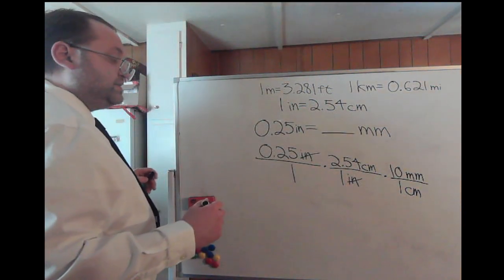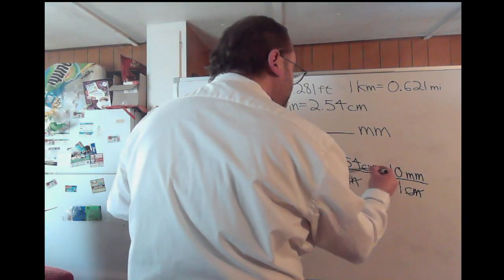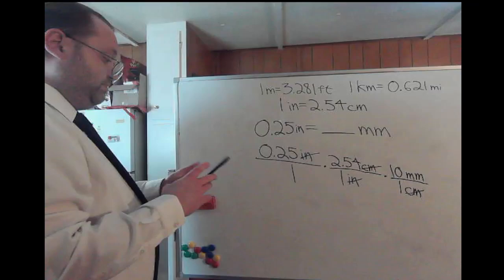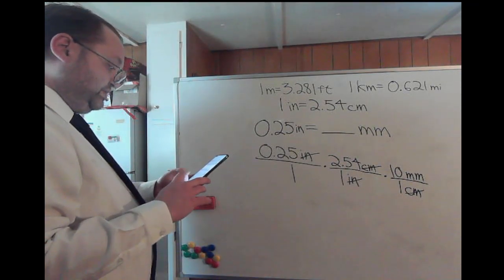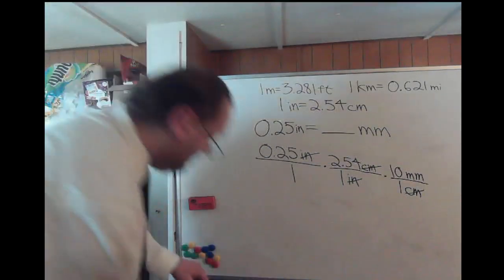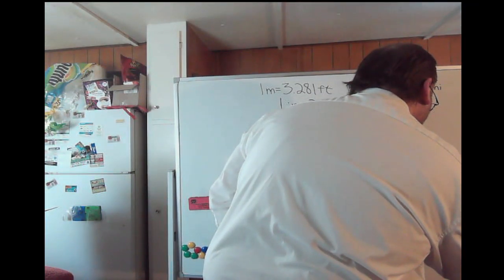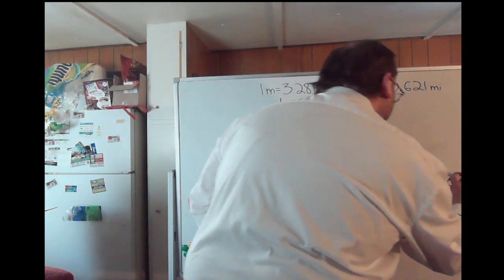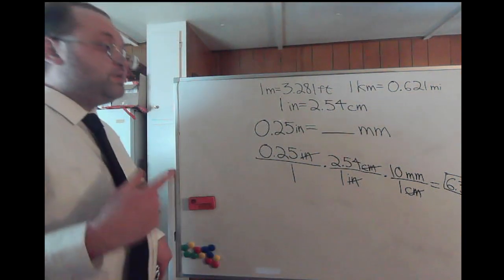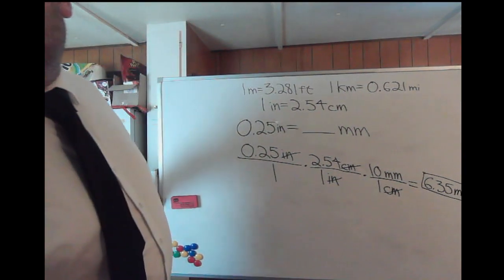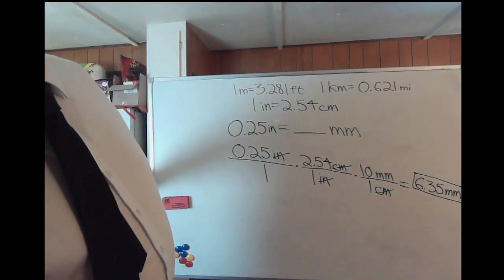Based on our conversion work yesterday, there are 10 millimeters in 1 centimeter. So now your centimeters cancel out. You're simply left with 3 multiplication terms. So you'll have 0.25 times 2.54 times 10, which would come to 6.35 millimeters. So the thickness of an eraser on the end of a pencil is usually about 6.35 millimeters. Whoops, I think I left that out. I'm sorry. 6.35 millimeters. There we go.